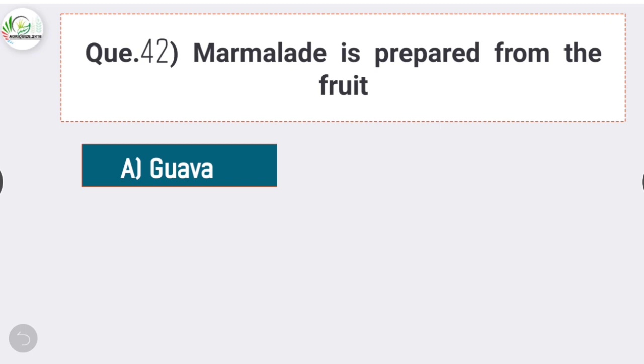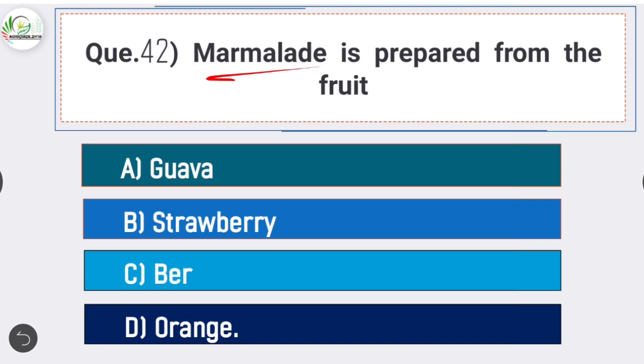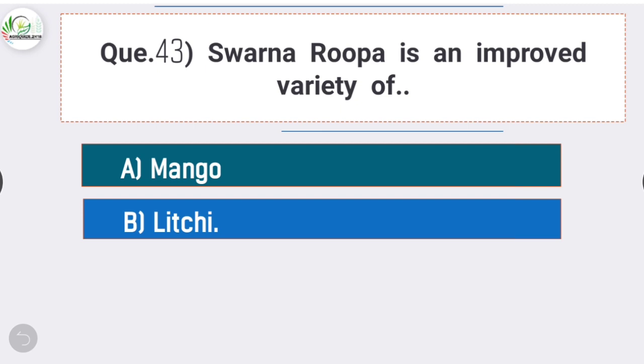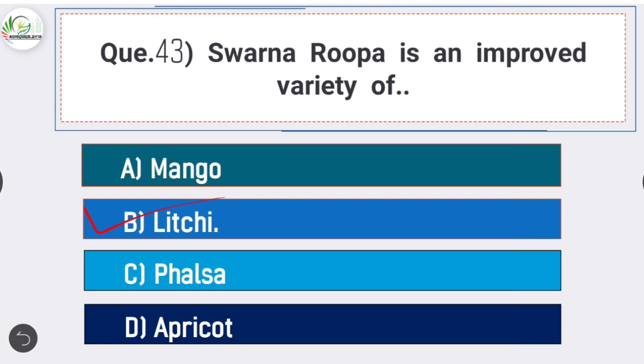Question number 42. Marmalade is prepared from the fruit - Answer is option D, orange. Marmalade is prepared from orange. Question number 43. Swarnarupa is an improved variety of? Answer is option B, litchi. Swarnarupa is an improved variety of litchi.